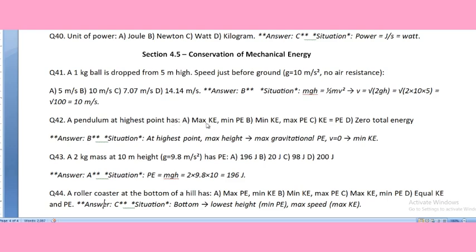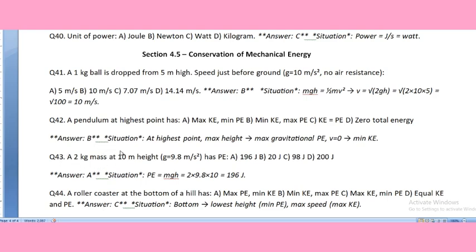When we go to the next question, question number 42. A pendulum at a high point has, choice A, maximum kinetic energy, minimum potential energy. Choice B, minimum kinetic energy, maximum potential energy. Choice C, kinetic energy equal to potential energy. Choice D, zero total energy. At the maximum height, the pendulum has maximum potential energy. At the maximum height, because the final velocity is equal to 0, it has zero kinetic energy.